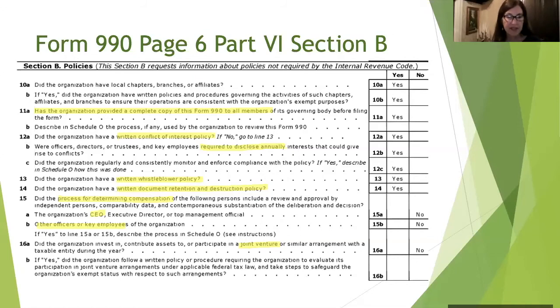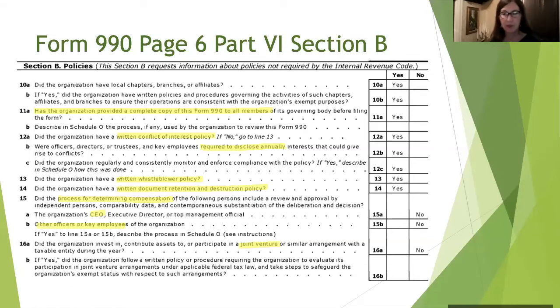Okay, number 15, do you have a process for determining the compensation of the executive director? And so on Schedule O, you'll tell them what that process is. And do you do that for the key employees too? And then this last one, did your organization invest in a joint venture with a taxable entity?